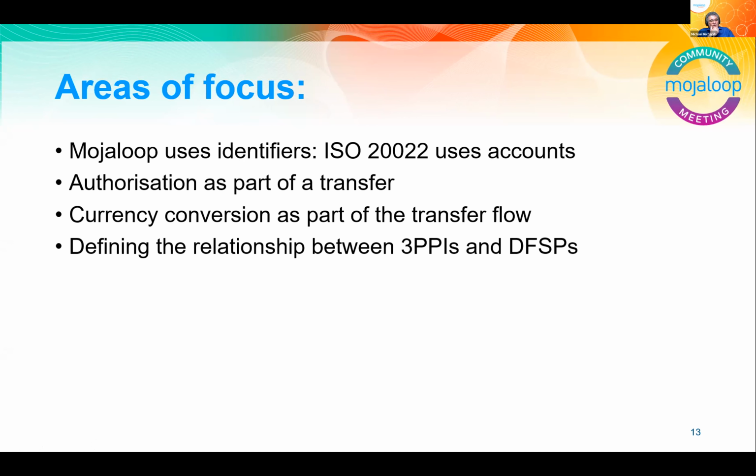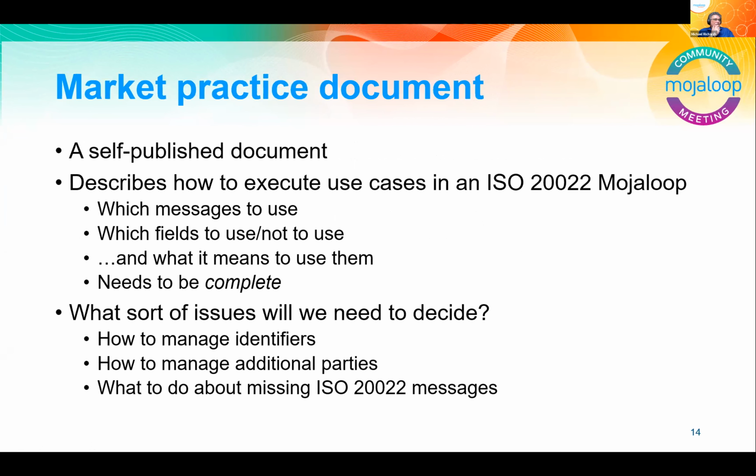So where are we going to go with this? Well, the answer is what ISO 20022 calls a market practice document. This is a document that we publish ourselves. We don't have to get approval from anywhere else for it. Basically, it describes how to execute use cases in an ISO 20022 modular loop, that is, which messages to use, which fields to use or not to use, and what it means to use them. And as we've said, it will need to be complete. I've just reiterated some of the issues that we will need to decide as part of the market practice document.